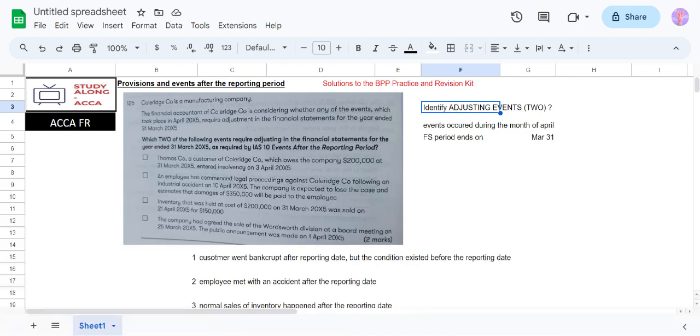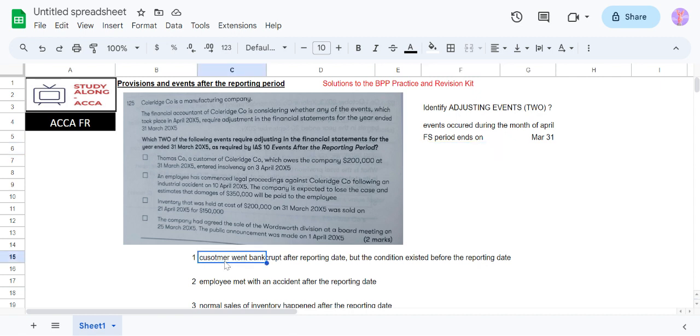125, it relates to provisions and events after the reporting period. We need to identify two adjusting events from these four. These events have happened in the month of April. The financial statement period is 31st March. So these things have happened after 31st March.